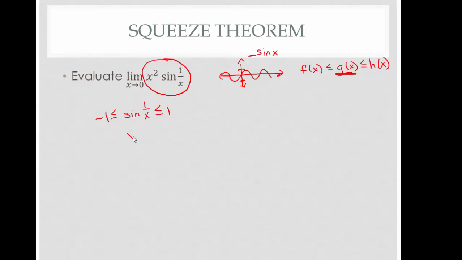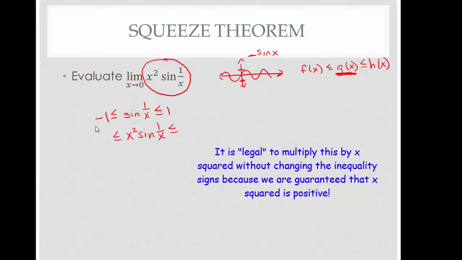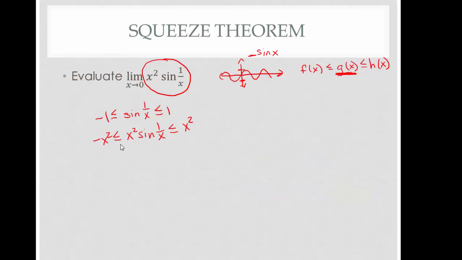So how do I turn this into this? Well, I just multiply it by x squared. But this is a three-part inequality, which means whatever you do to the middle, you must also do to the left and to the right. -1 times x squared is -x squared, and 1 times x squared is x squared. So notice I now have a three-part inequality with the function that I'm trying to find the limit of sitting in the middle. Okay, so that's the first requirement.